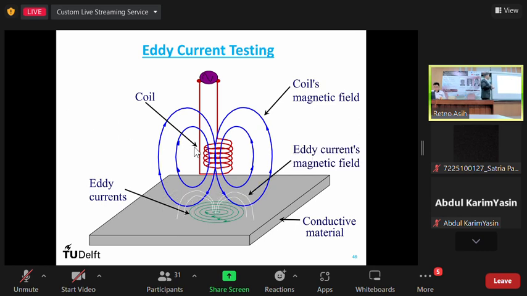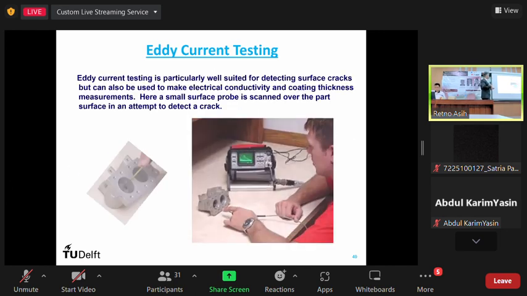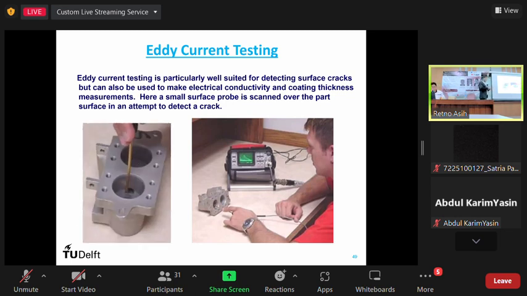So you see that eddy current produces a magnetic field, and if that changes, then you can detect the abnormality. So there are different examples of how it's being used. As I said, it's well suited for detecting surface cracks. But also, they can be used for electrical conductivity and coating thickness measurement and a few other applications.